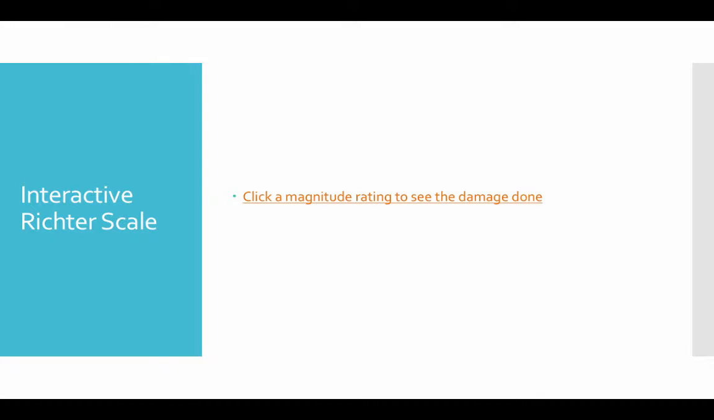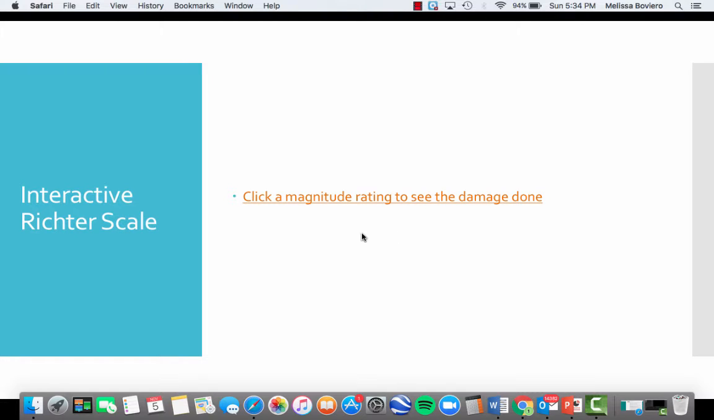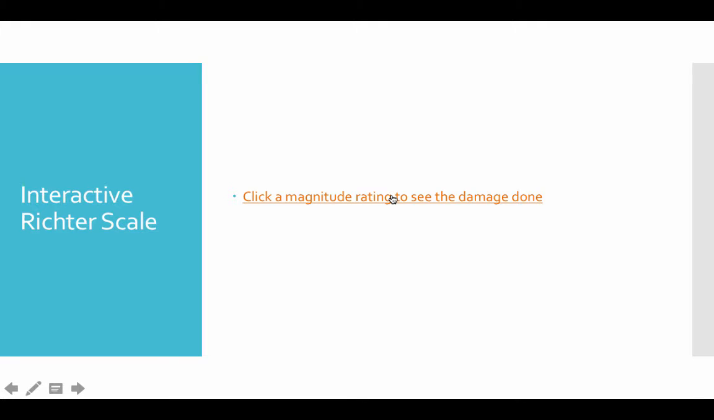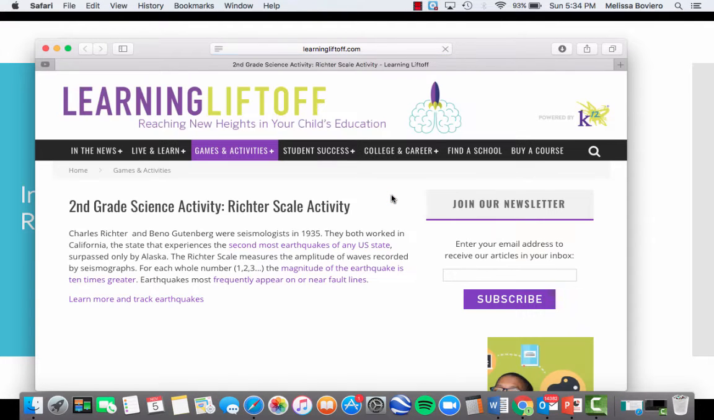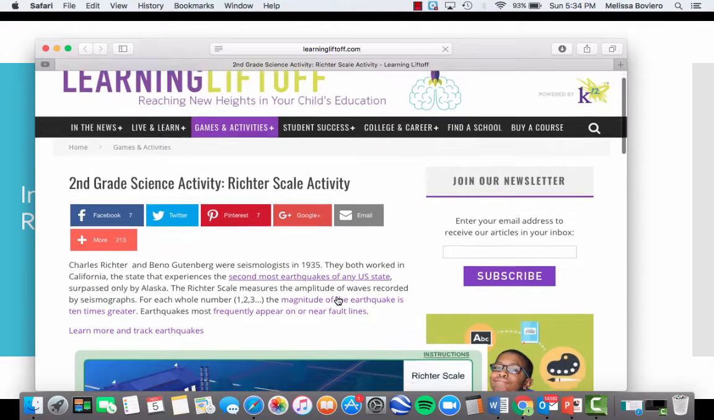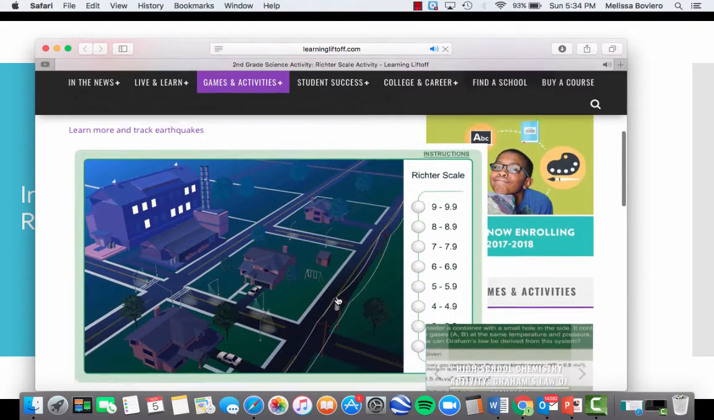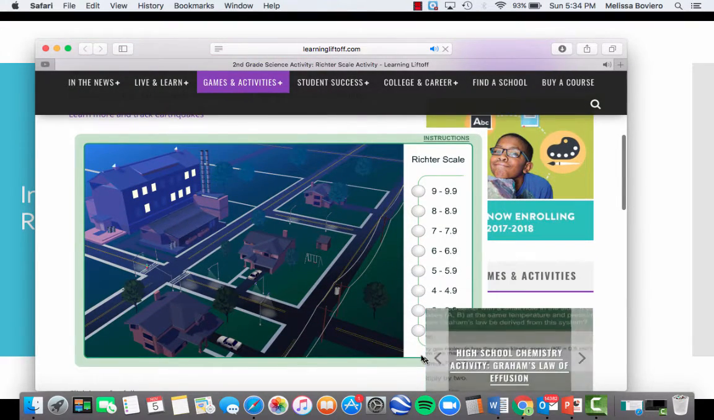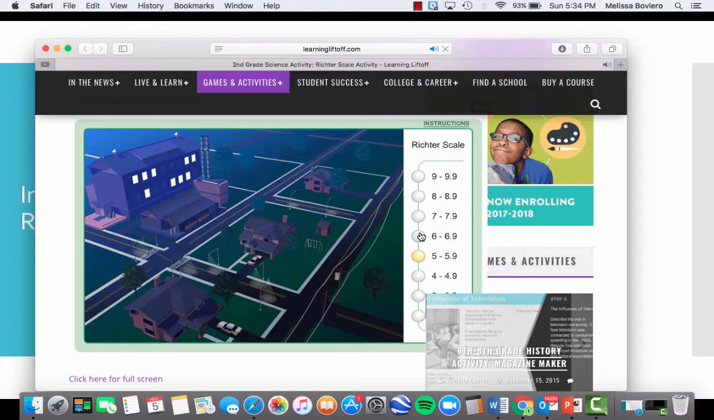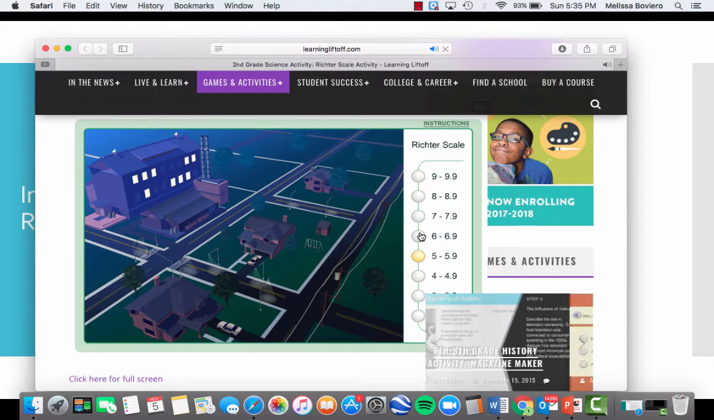So let's look at an interactive Richter scale rating to see exactly what this means. When you're done with this video, come back to this slide. You'll notice on your note-taking sheet that there is a link for the interactive Richter scale rating. I'll click it so that you can see what the game looks like. But please be sure to play this game a little bit to get a better idea of how earthquakes are rated on the Richter scale and the damage that occurs according to the Richter scale.